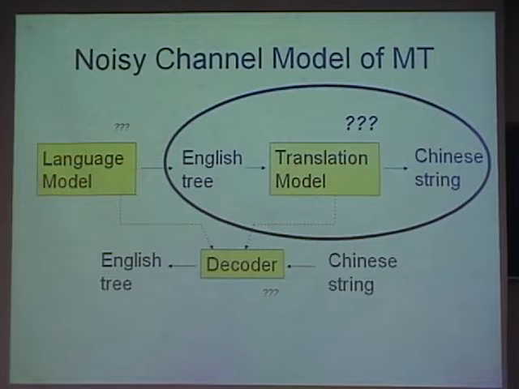And when you open it up, what does it look like? Well, it could look like all kinds of things. You have a lot of freedom to choose this kind of model, but that's the scientific problem. How does an English tree become a Chinese string so that it means the same thing?